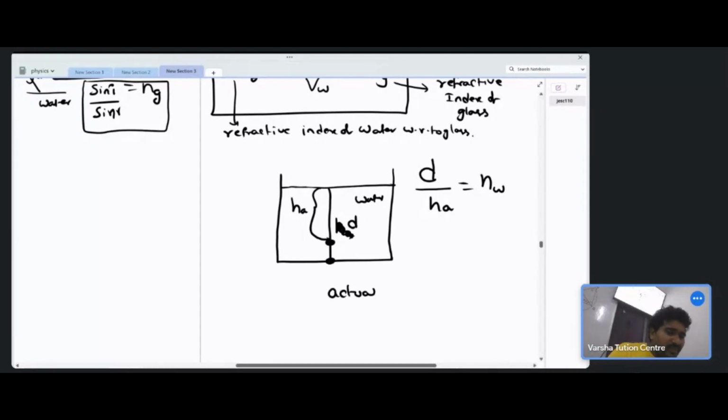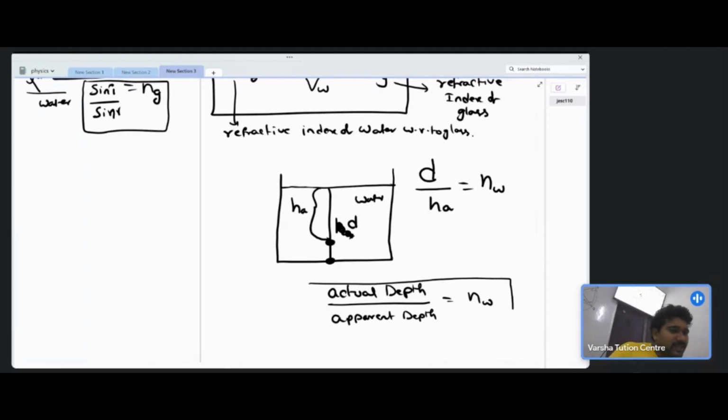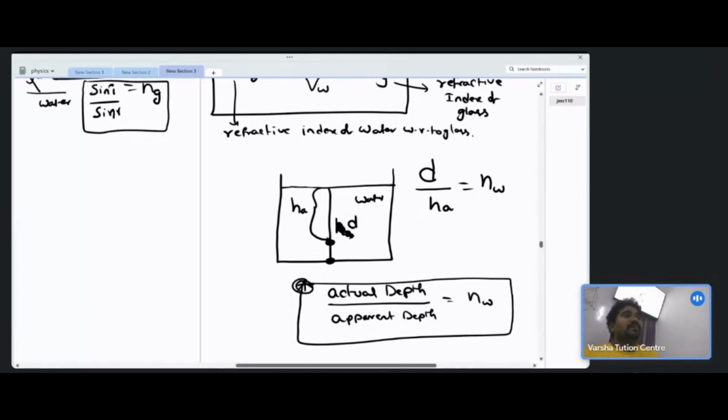Actual depth divided by apparent depth is equal to NW, the refractive index of water. Is that clear that thing now? So just this simple formula alone you remember, and if anything he asks, you can do it with this formula. Understood that thing now? Any confusion is there in this? No confusion, right? Can we go to the lens?